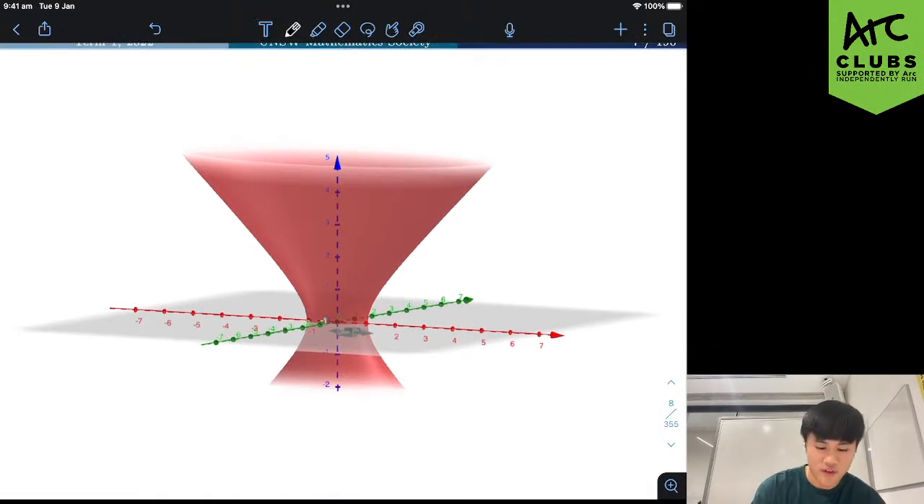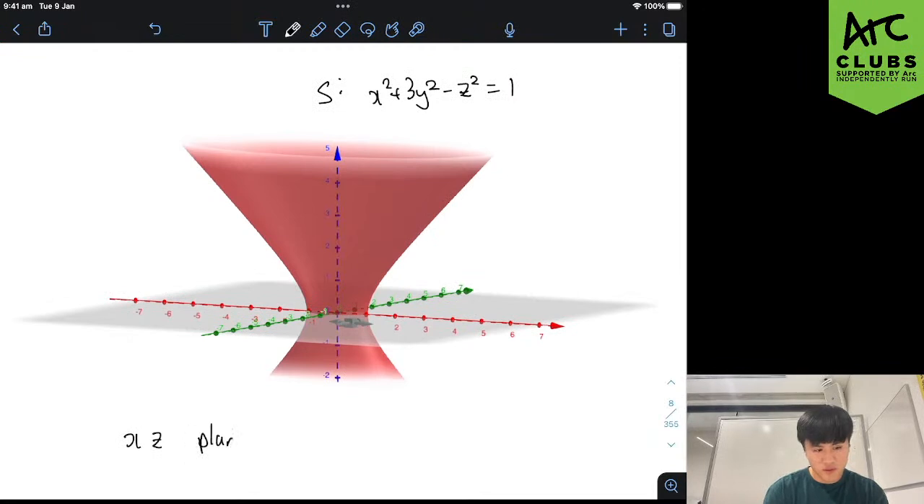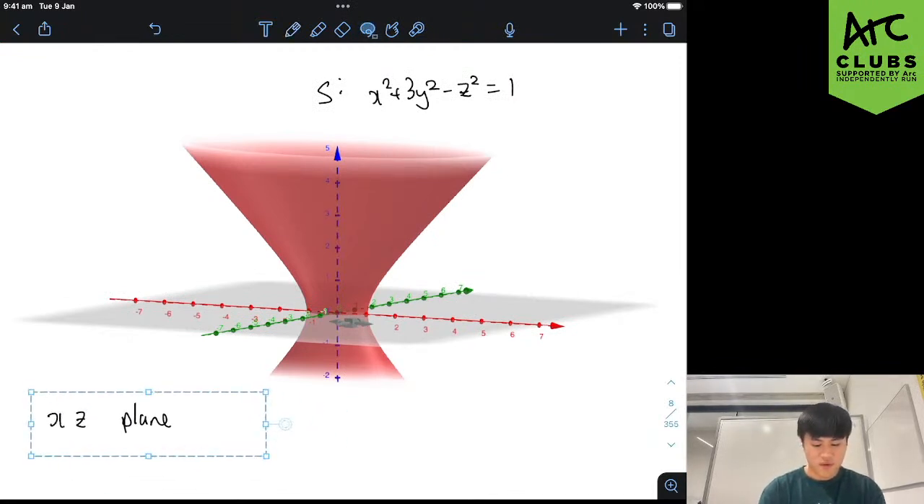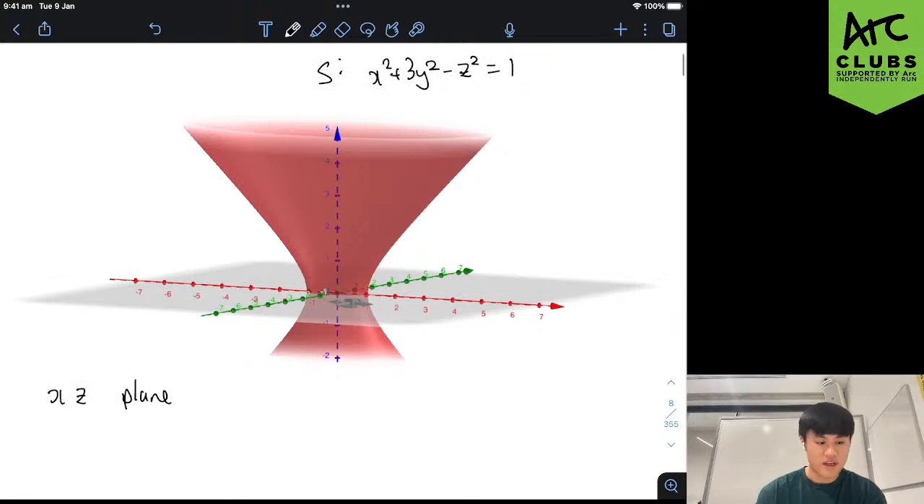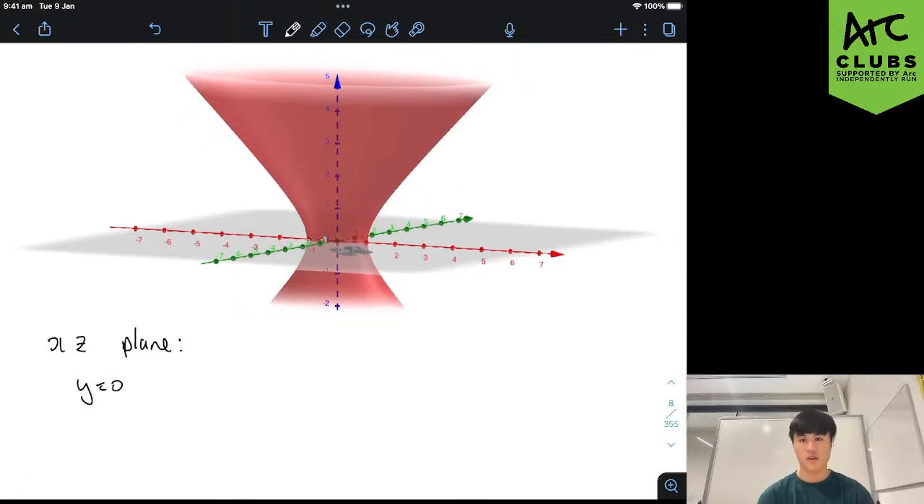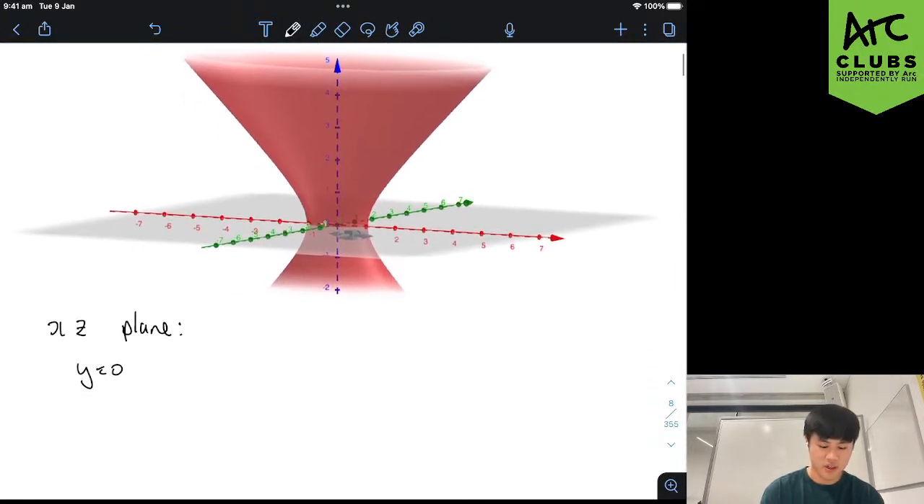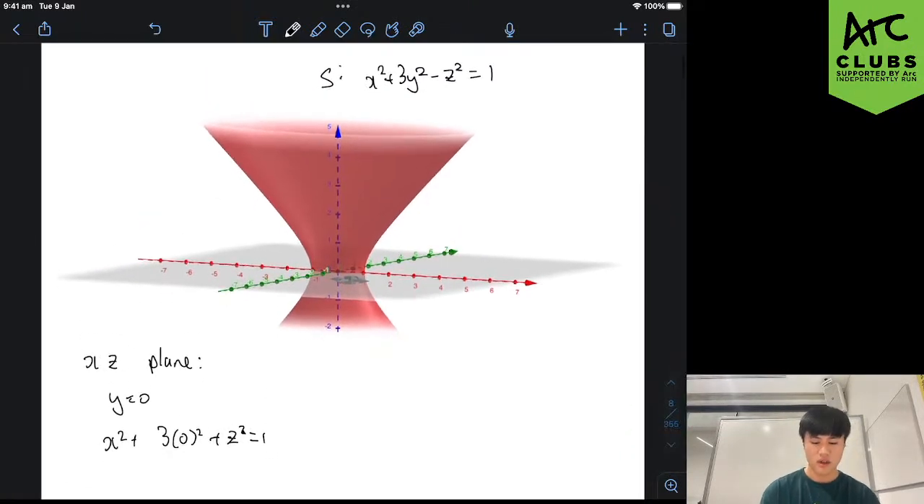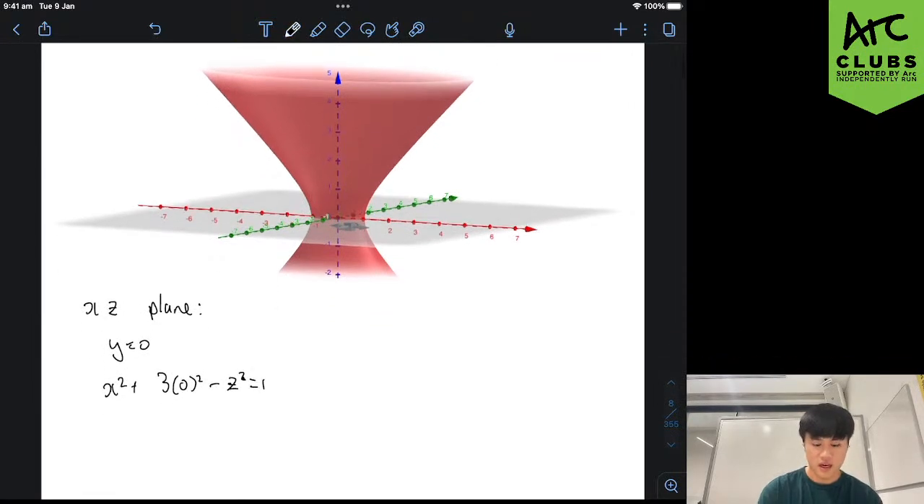So this is the actual graph of S, which is x squared plus 3y squared minus z squared equals 1. And what we want to do is restrict it to the xz plane first. If we restrict it to the xz plane, this essentially means that y is equal to 0. So we limit y to 0, and then our new equation just becomes x squared plus 3 times 0 squared minus z squared equals 1. Negative here. And our equation is x squared minus z squared equals 1.